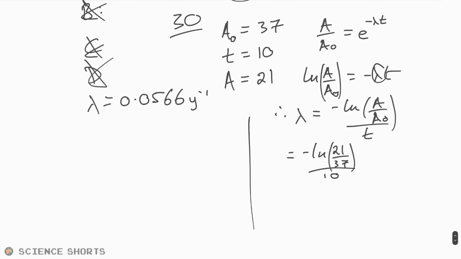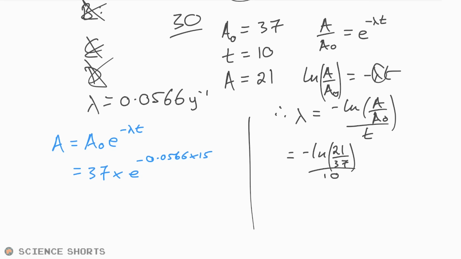And so therefore, we're then going to go for the second part, and that is A equals A0 e to the minus lambda t. So 15 years after it was manufactured. And so that's equal to 37 times e to the minus 0.0566 times 15, because it's now 15 years.